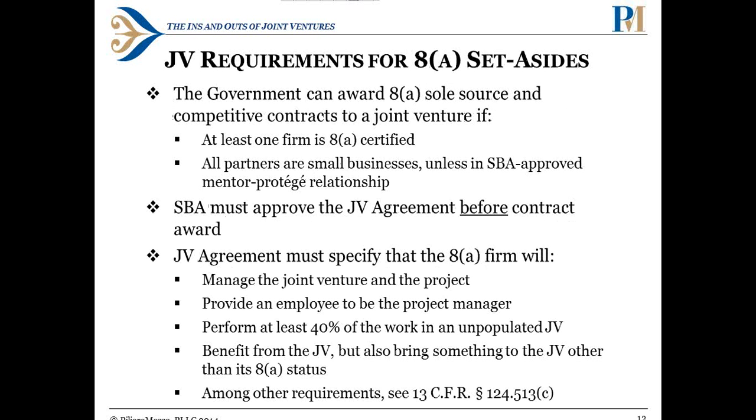So let's go specifically now to the joint venture requirements for 8A set-asides. The government can award an 8A sole source and 8A competitive contracts to a joint venture if at least one of the firms is 8A certified and either all of the partners are small under the NAICS code assigned to the procurement, or the 8A firm is certified and small and the other partner is the mentor.